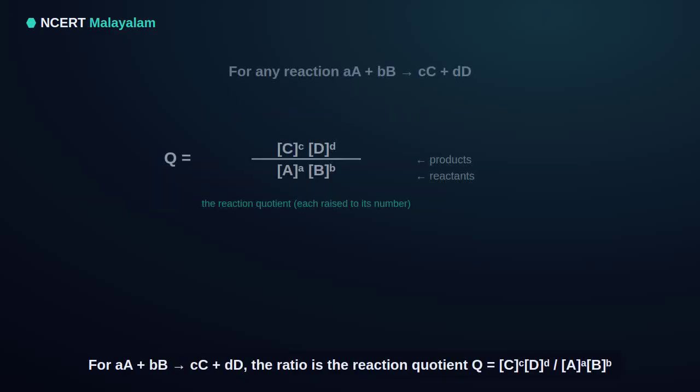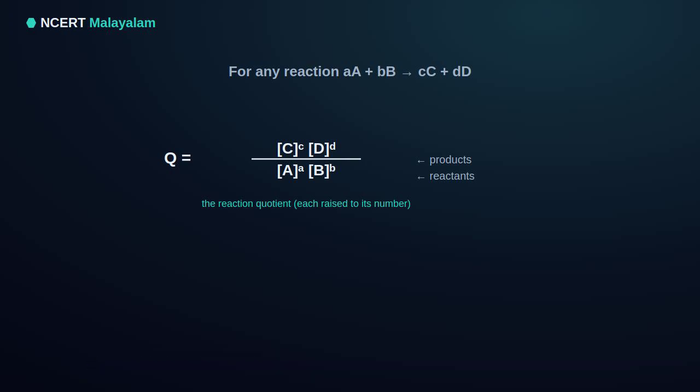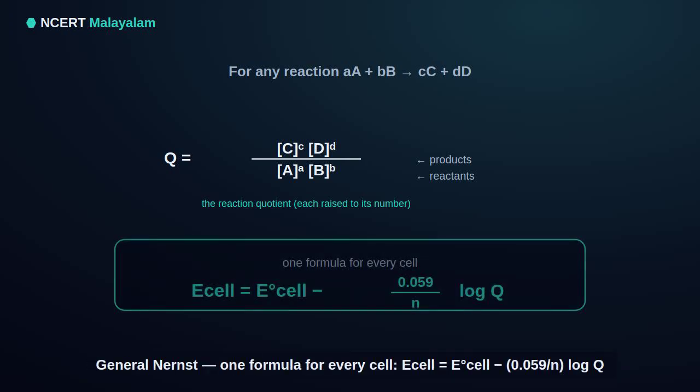For any reaction, aA plus bB gives cC plus dD. That ratio is called the reaction quotient. Products on top, reactants below, each raised to its coefficient. So the general Nernst equation, one formula for every cell, is E cell equals E standard cell minus 0.059 over n times the log of the reaction quotient.